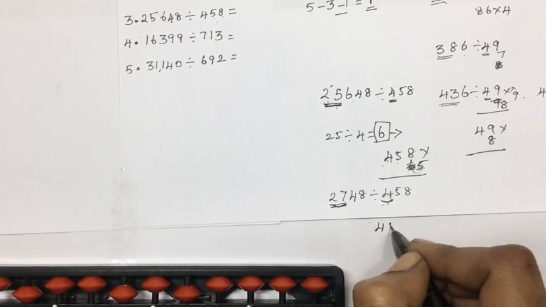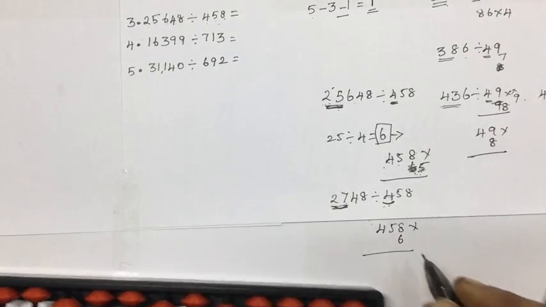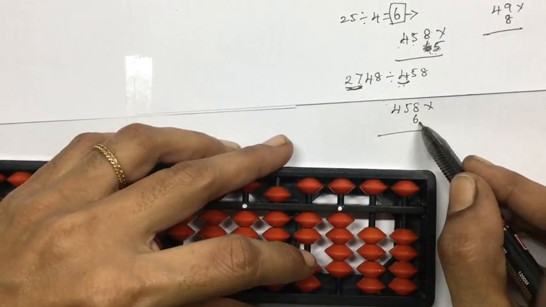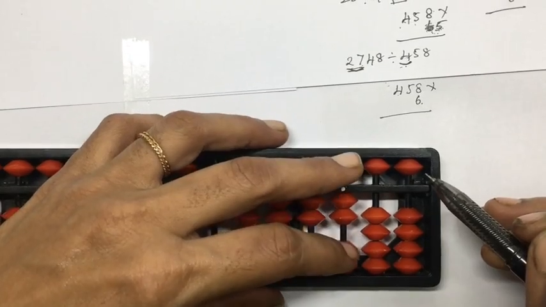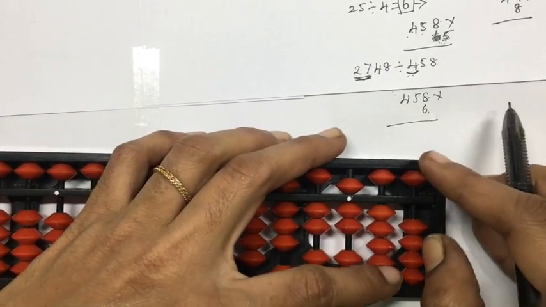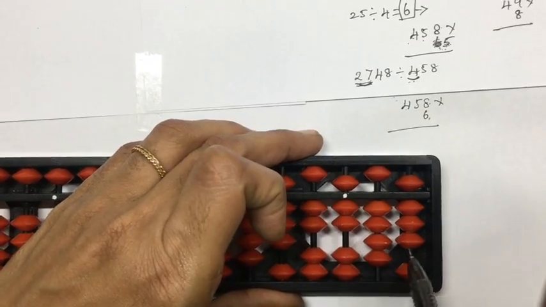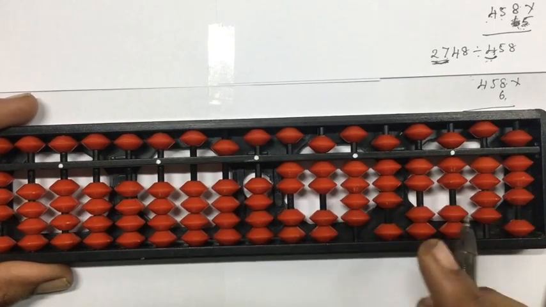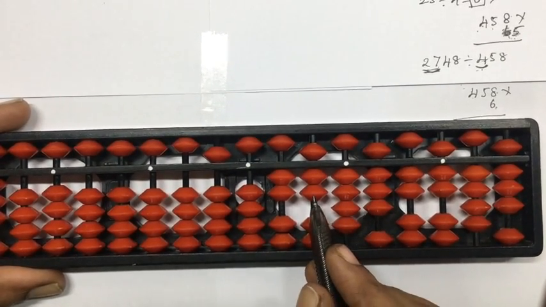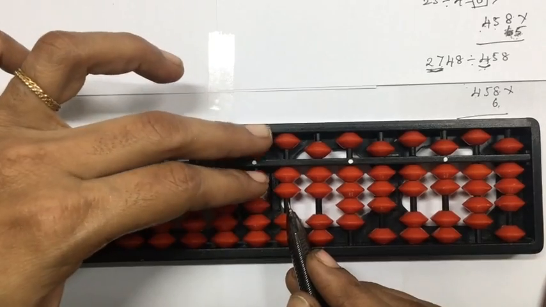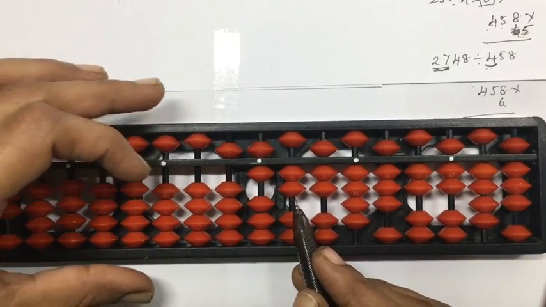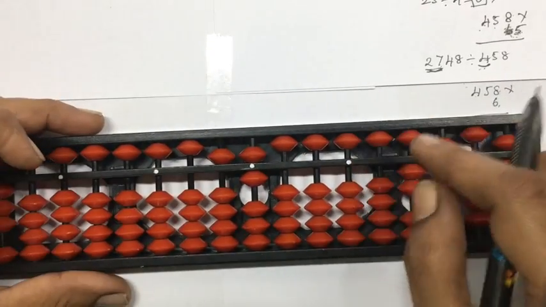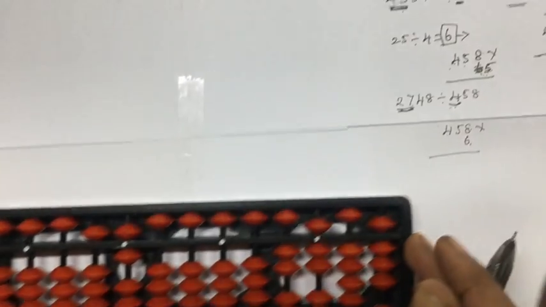So 458 into 6. 4 6s are 24, 5 6s are 30, 8 6s are 48. 2748. We arrived at the quotient. From here, jump 1, 2, 3 rods. 6 times of 458 is 2748. Minus 2748. Answer is 56.